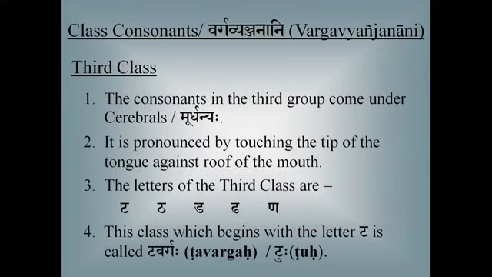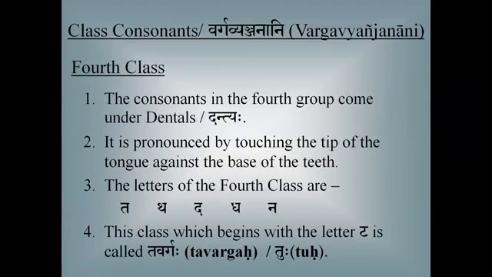Then the third class, where the letters belonging to this group are pronounced by touching the roof of the mouth with the tongue. The tongue is as though folded. You can see the tongue is folded and touches the roof of the mouth when you say ta, tha, da, dha, na. So the tongue touches the cerebrum, the roof of the mouth. Therefore, they are called cerebrals. Murdhanyaha in Saṃskṛtam. This is the third class.